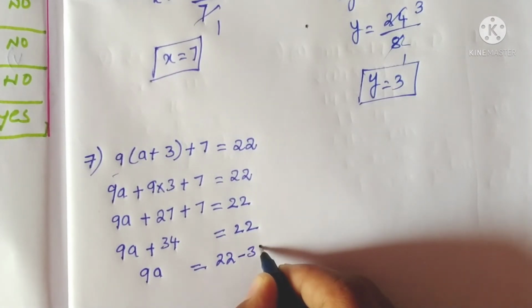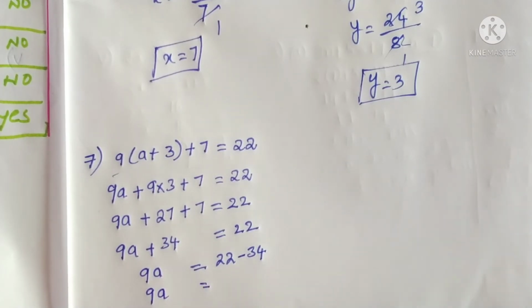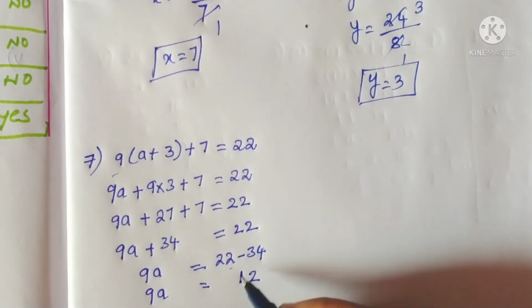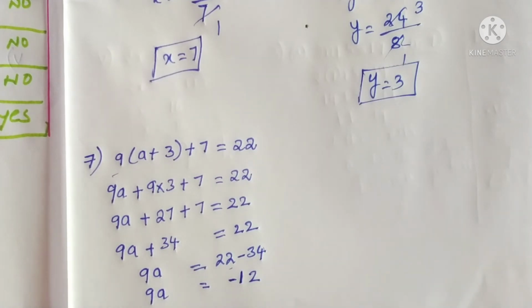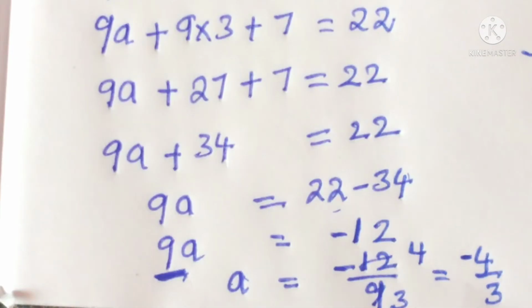9a equals 22. If we transpose, it is minus 34. So if we subtract, we'll get 4 minus 2, 2, 3 minus 2, 1. Before the big number minus is there. So this is minus 12. Okay, then 9a equals minus 12. If we transpose this 9, so 3 fours and 3 threes. So finally here a value is minus 4 by 3.